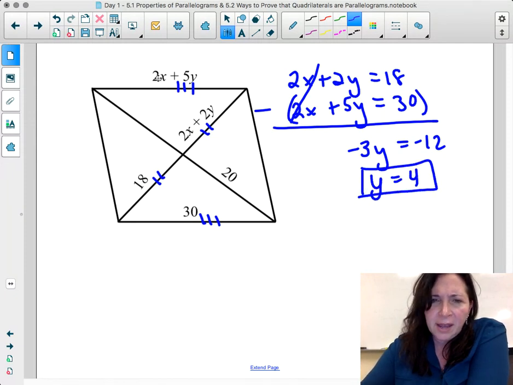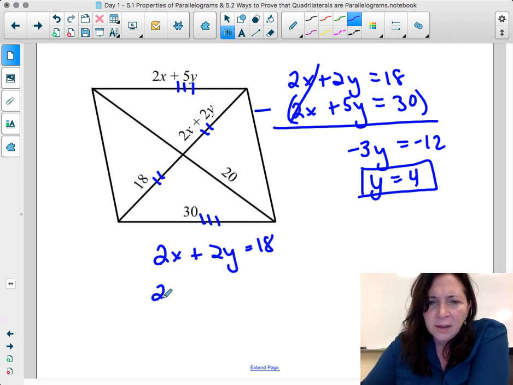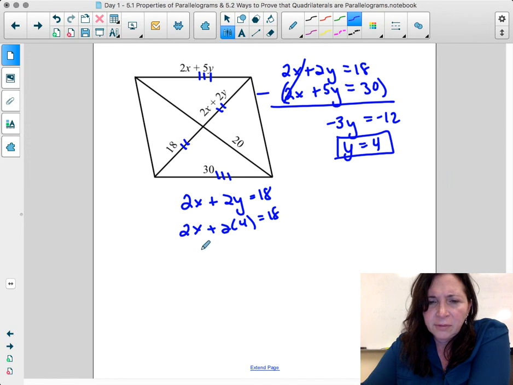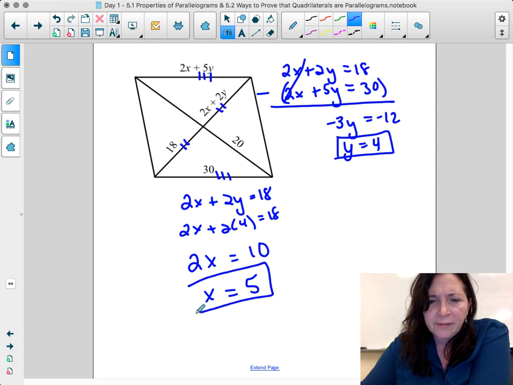I still have to find x. So I'm going to go back to my original equation, which says 2x plus 2y is 18. 2x plus 2 times 4 is 18. Well, 2 times 4 is 8. I'm going to subtract 8 from both sides. I get 2x is equal to 10, and x equals 5.